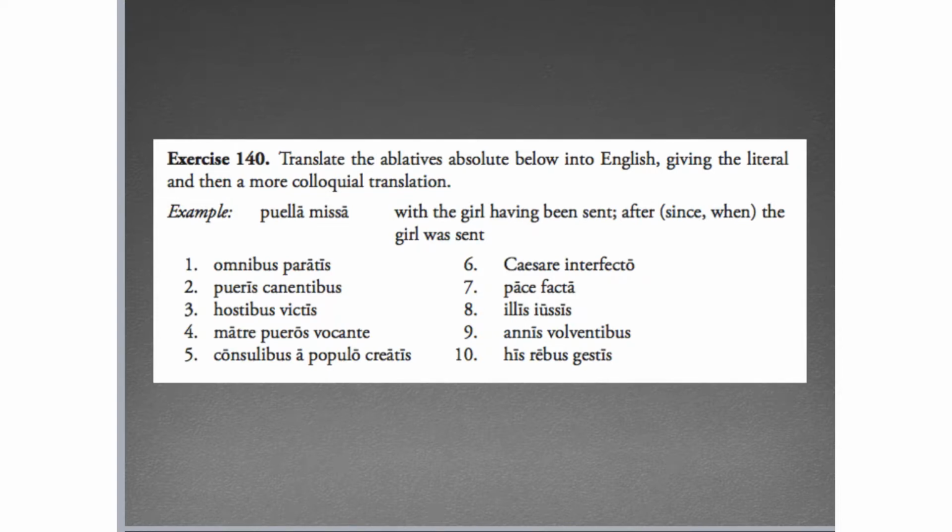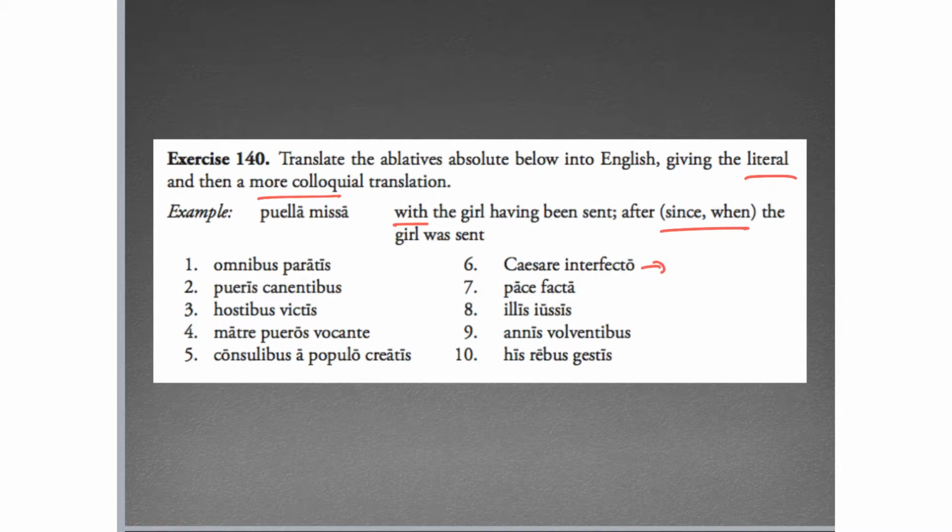All right, here are some practice phrases. Note that you are giving both the literal and then a more colloquial, everyday kind of translation. You can see that here in the example. So here's our with translation, and then here's our subordinate conjunction translation. So I'll do a couple for you, and then you can do the others on your own.